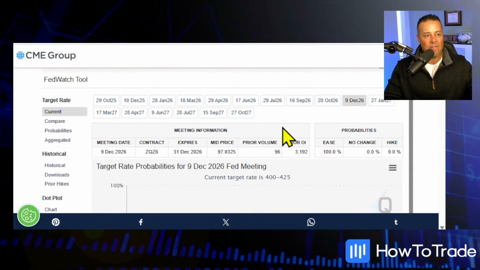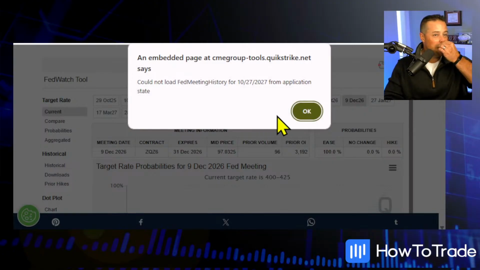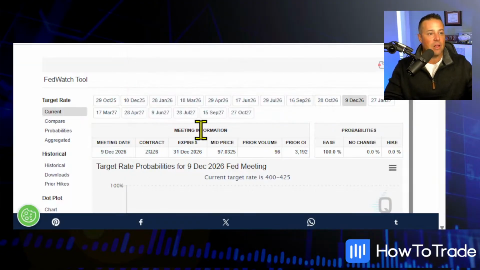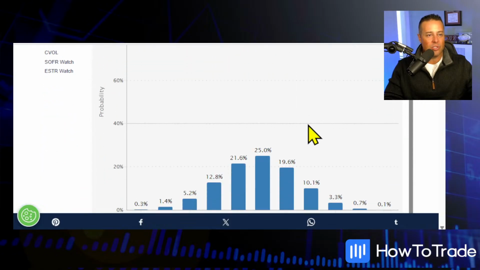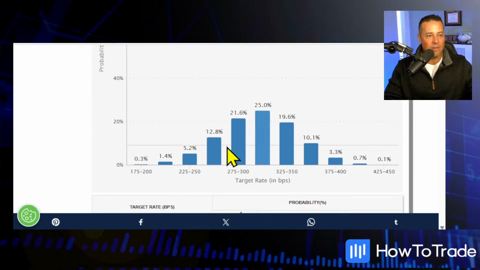Can we take it out any further? All right, let's go to October of 2027. All right, we could not load it, so they don't have it up yet. All right, July 28th for 2027. So we're thinking that the prime rate's going to stagnate somewhere around 3%. That won't be low enough for Trump. They want it very, very low. So I think that's interesting right there.